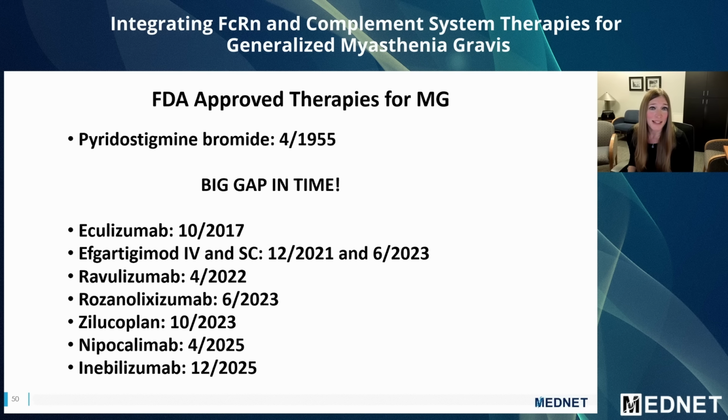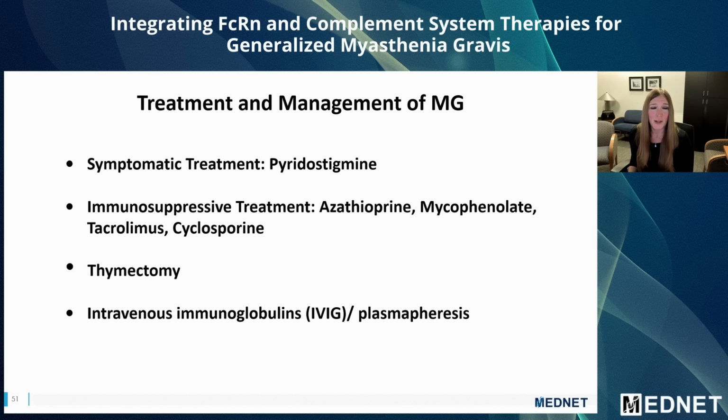It's amazing in terms of FDA approval for therapies: you have pyridostigmine in 1955, and then literally nothing was FDA approved until 2017, and since then there's been a remarkable explosion of therapies. Trying to figure out the algorithm to use those is a little bit beyond the scope, but we'll talk a little bit about integration in this discussion.